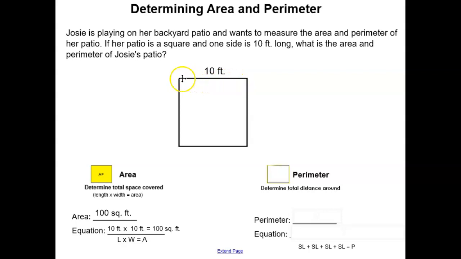We just figured out the total amount of space on the inside of Josie's patio. Now let's determine the perimeter. Write your equation, please. Yes, you would have to add 10 plus 10 plus 10 plus 10 feet, and that will tell you the total distance around. Yes, so we determine the total perimeter by adding each side length together, and that tells us the total distance around Josie's patio.